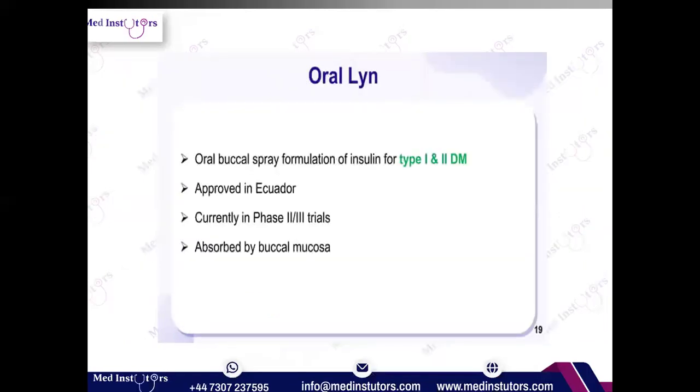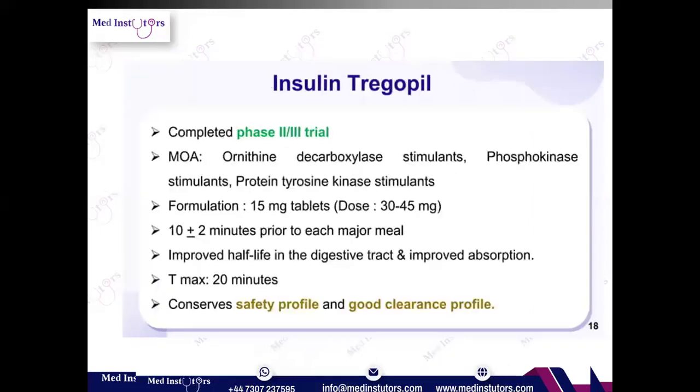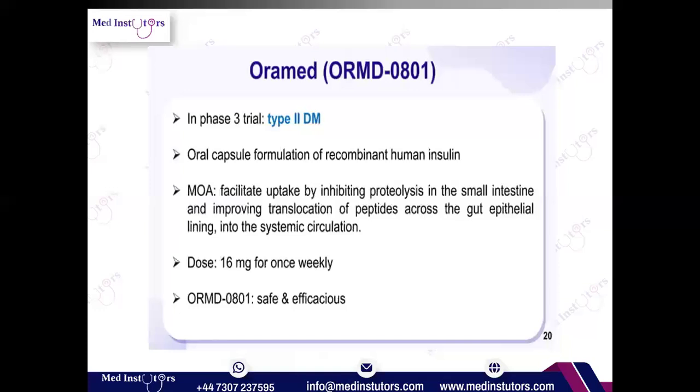We have an oral buccal spray formulation of insulin for type 1 and type 2 diabetes, approved in Ecuador. It is in the clinical trials. It is absorbed from the buccal mucosa in the mouth. Then Oral-lyn, and Oramed is in the phase 3 trials for type 2 diabetes, and it's a capsule. Okay, Oramed is a capsule.